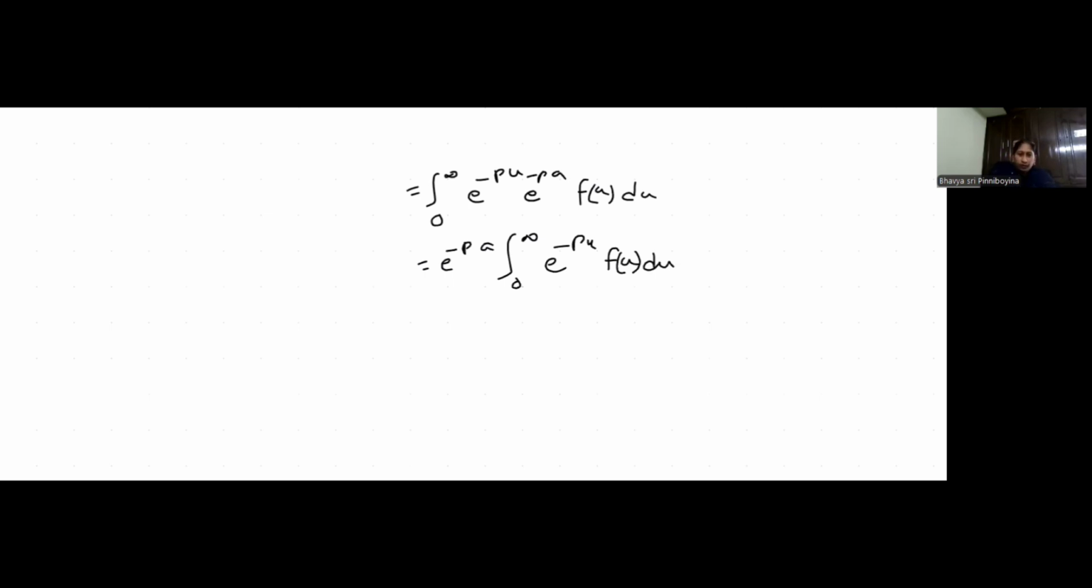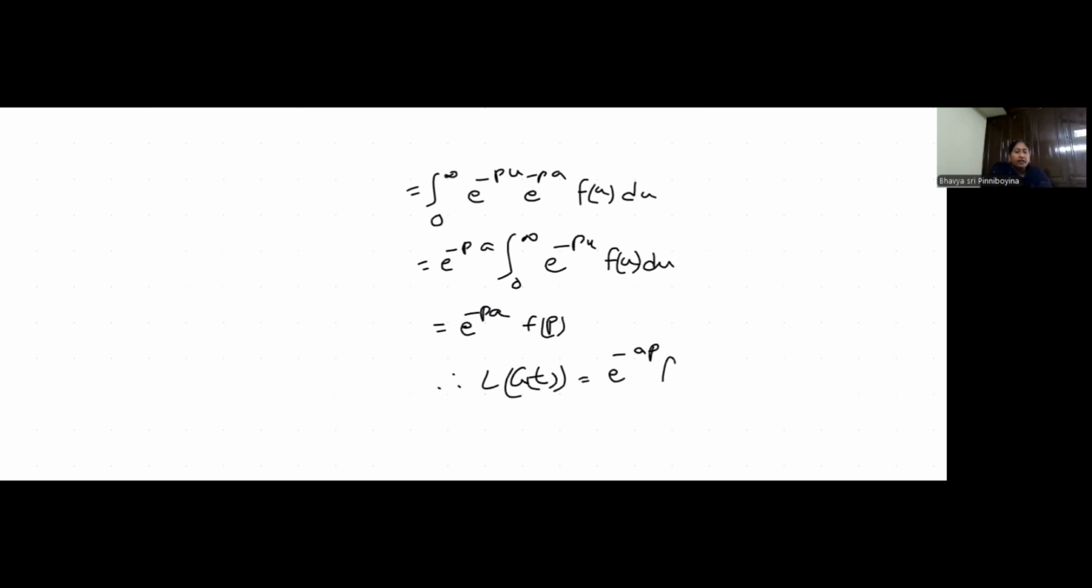So we have e power minus pa into Laplace of f, that is e power minus pa into F of p. Finally, Laplace of g of t, where g of t equals f of t minus a for t greater than a and equals 0 for t less than a, is e power minus ap into F of p.